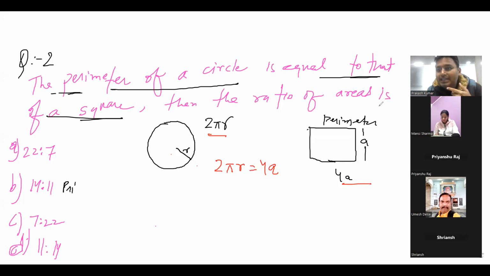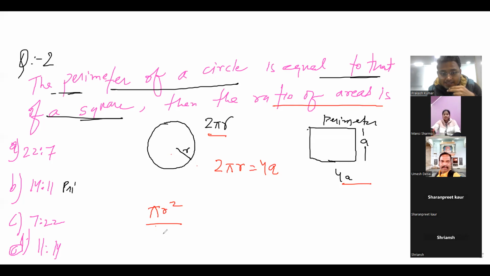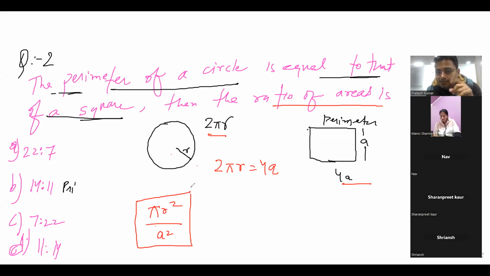So now the ratio of their areas, right? What will be the area of this circle? Pi r square. And what is the area of the square? Side square, A square. This is being asked in your question. Does everyone understand up to here? Now you can see here that 2 pi r equals 4A. So you can write here.